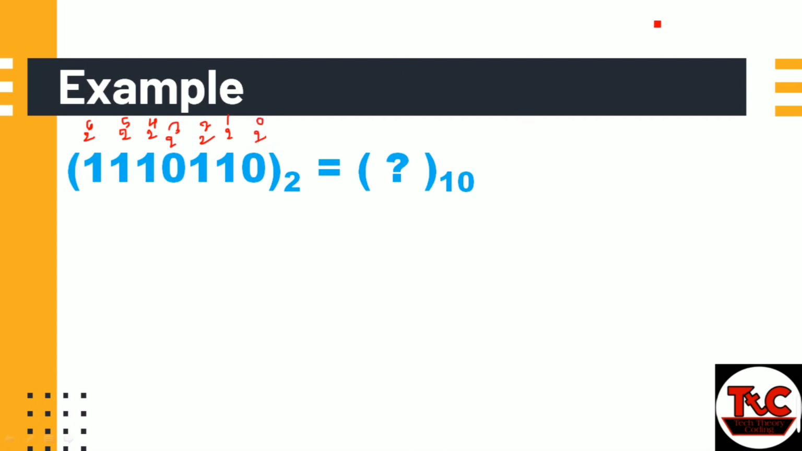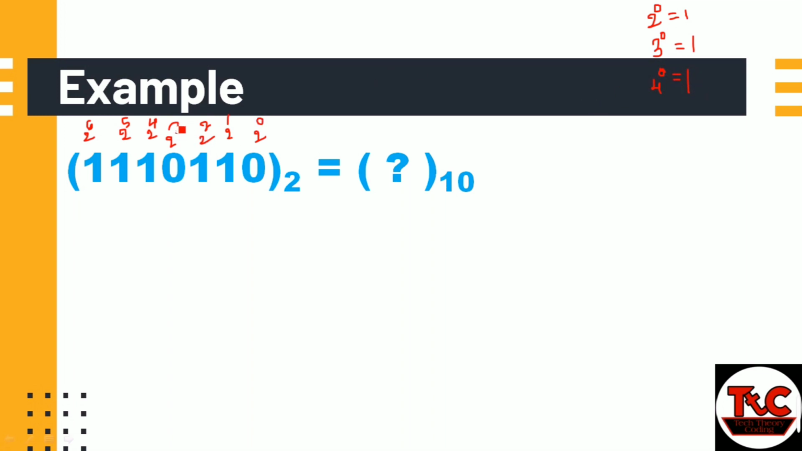What is the value of 2 to the power 0? 2 to the power 0 is 1. We know that any number which has power 0 is always equal to 1. So 3 to the power 0 is always 1, and 4 to the power 0 is also 1. Similarly, 5 to the power 0, 6 to the power 0, 7 to the power 0 is always 1.